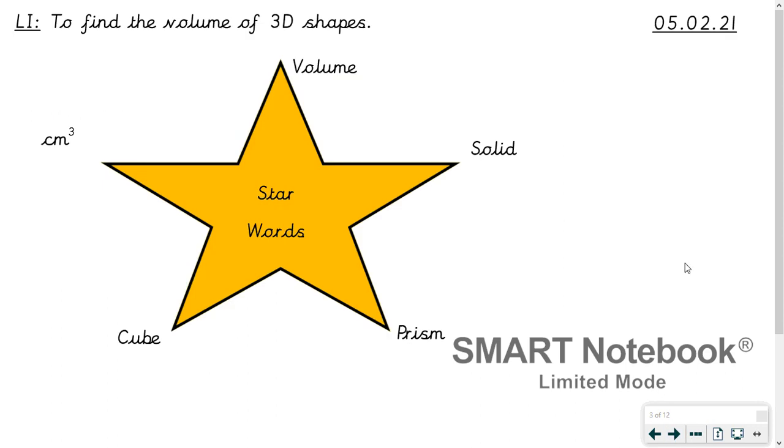So our star words are volume, solid, prism we might talk about, and we'll see, cube, and certainly centimeters, but when we're working in volume, cubed. So not squared anymore because we're not finding area. Volume is cubed, so you put a little 3 above whatever unit you're using.